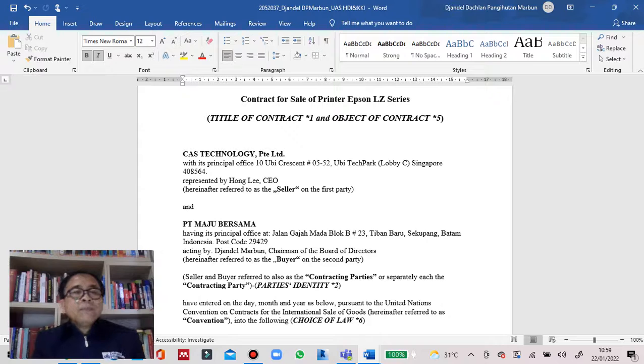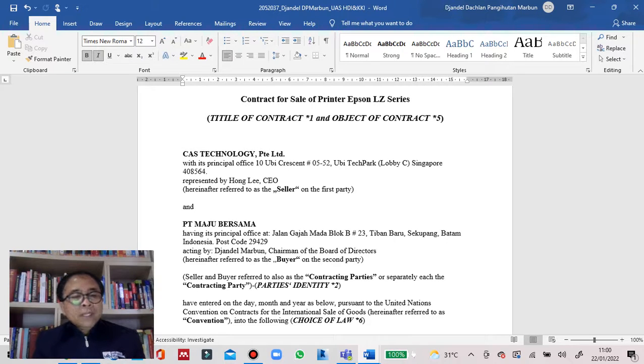Well, I will try to elaborate what is the international contract structure and will also break down one international contract sample. Prior to going to the details of the contract, here is the outline or structure of the contract standard.